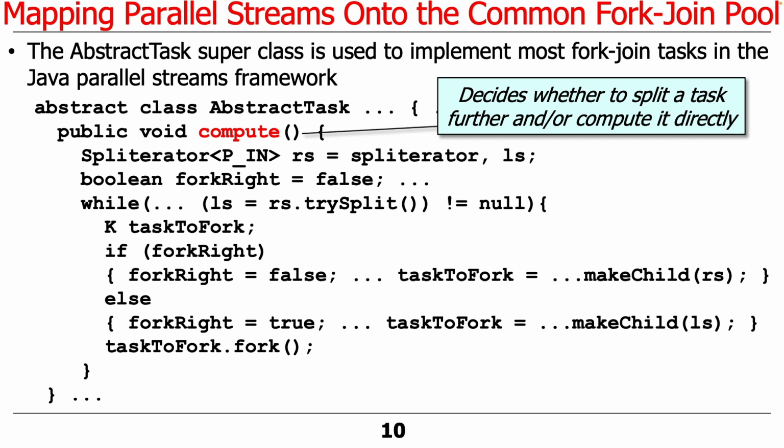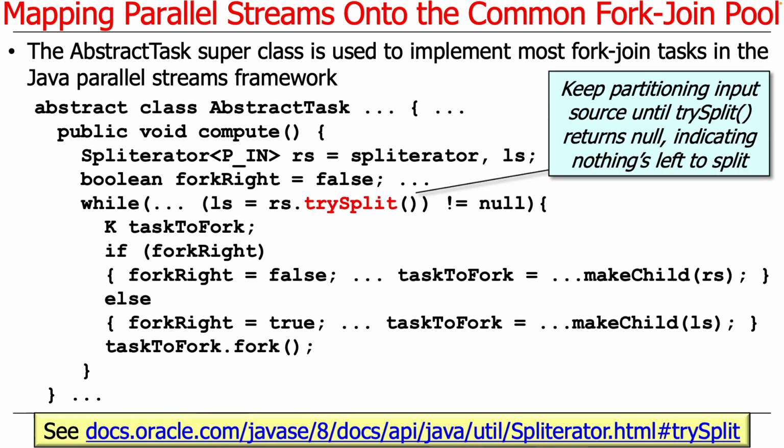So because AbstractTask extends CountedCompleter, it implements a compute method. And you can see here, this is going to be a non-recursive task. It's more like a RecursiveAction because it doesn't have a return value that comes back from compute. And we'll see why that is later. So the compute method decides whether to split a task further and/or compute it directly. That's one of the things it does. And the first thing it does, it comes in and it sets up some local variables, and then it goes into a while loop.